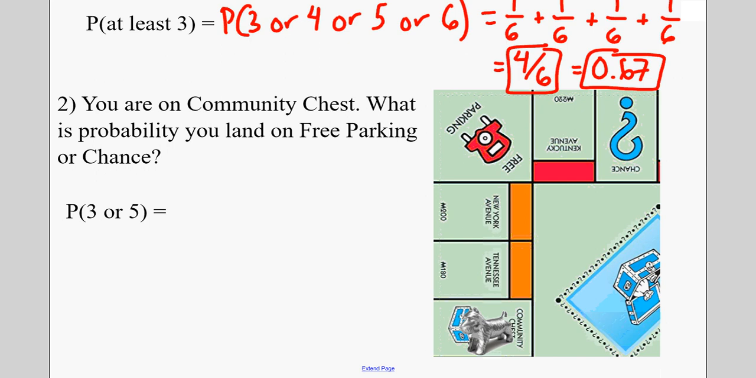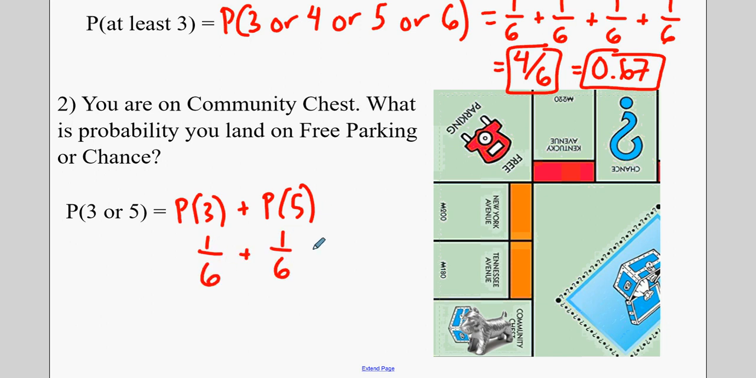Second one. Let's say you're on Community Chest. What's the probability you land on free parking or chance? That's a probability of a 3 or 5. So probability of 3 plus the probability of 5. 1 out of 6 plus 1 out of 6 chance. So a 2 out of 6 chance, which would be a 33% likelihood.